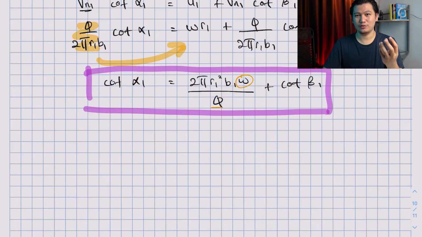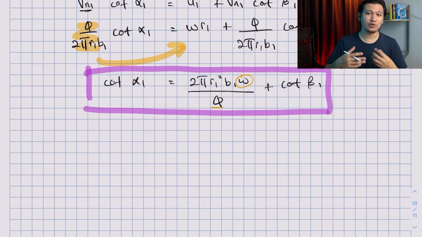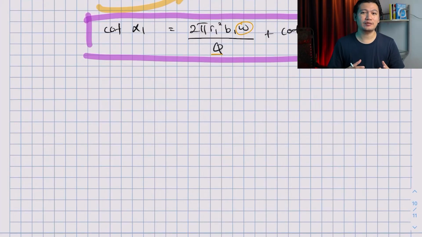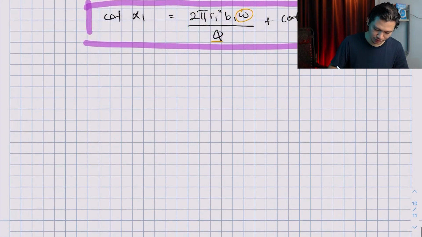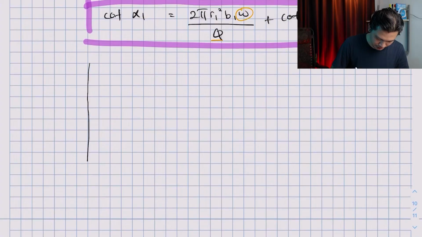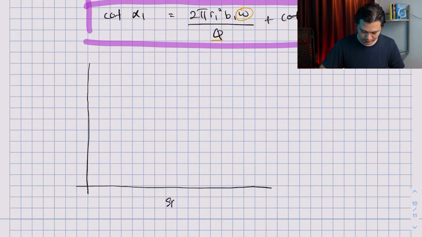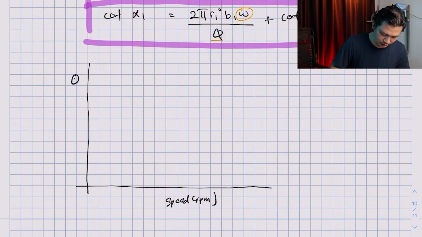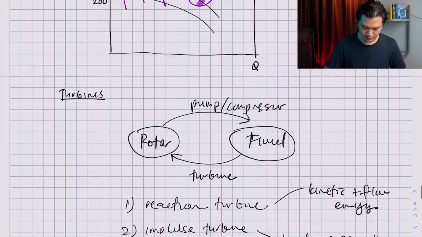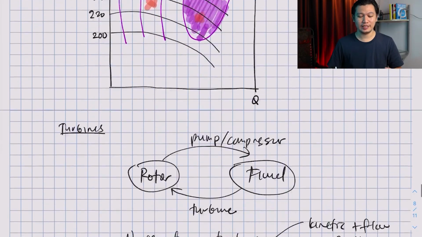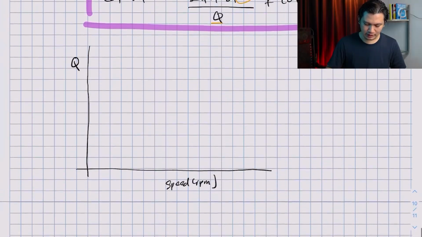Similar to a pump, which has the theoretical head discharge curve, a turbine also has its own performance curve, and it is a bit different from the pump. So I'm going to draw one curve for you so that you can see. In the x-axis you will have speed in RPM, and in the y-axis is the flow rate. See, it's a bit different than pump. The performance curve for a pump looks something like this, but the performance curve for a turbine looks something like this.